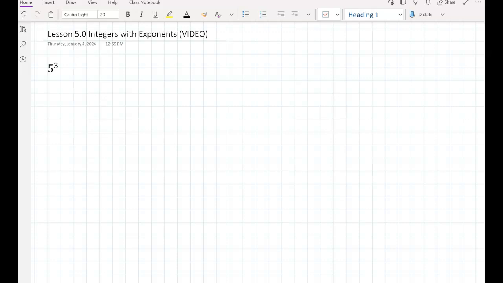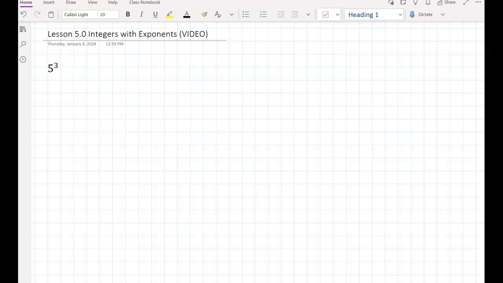Hello there, math friends. Today we are going to be taking a look at integers when exponents are involved. And so let's start off first of all by explaining about the parts of an exponent situation.